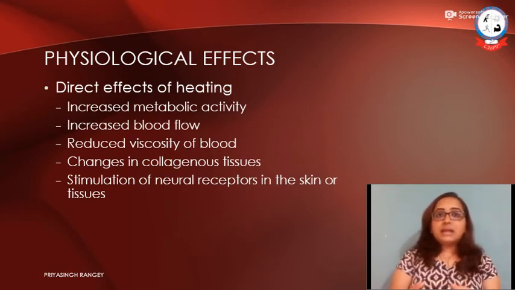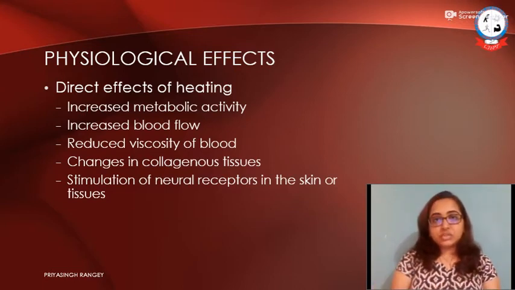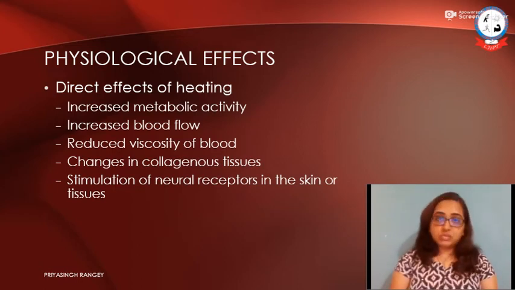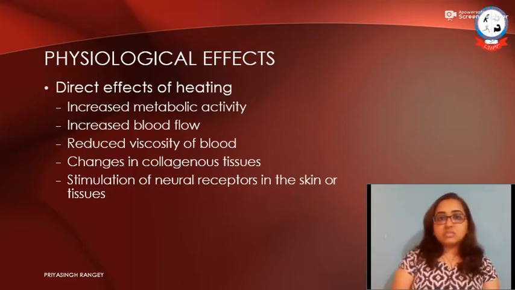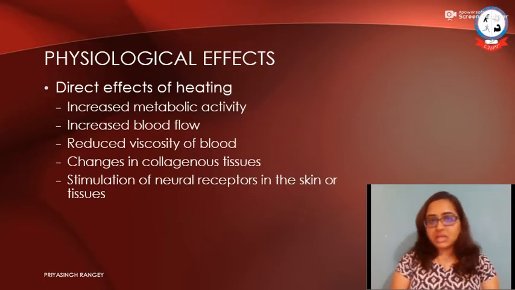We can say that as a direct effect of heating, there is an increase in the extensibility of the tissues, if the temperature that we are applying lies in the therapeutic range, which is 40 to 45 degrees Celsius. Hence, if we are applying heat between the range of 40 to 45 degrees Celsius, there is going to be an increase in the extensibility of the collagenous tissues. Because of this fact, we are using heat as a precursor for other treatments like stretching, mobilization, etc.